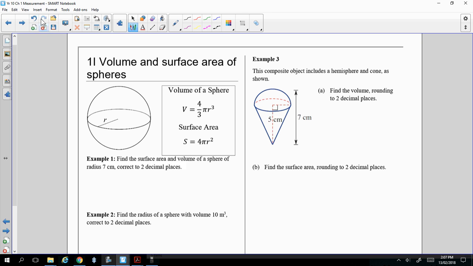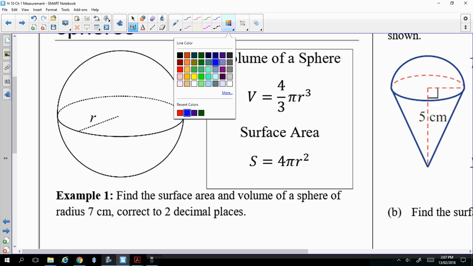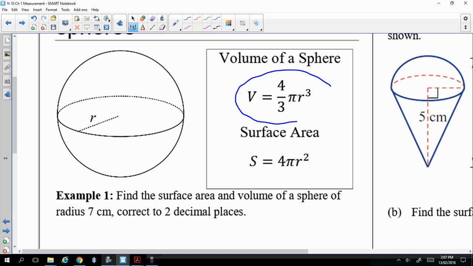To learn about volume and surface area of a sphere. The formulas are given to you. There's no way to prove it. You learn where the formulas come from in year 12. But now we just need to know the formula.